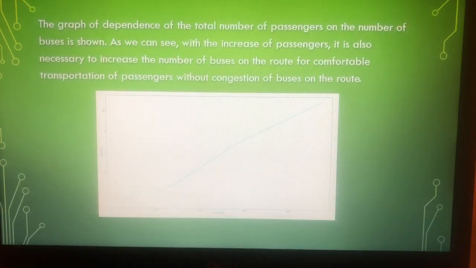There is a graph of the dependence between the total number of passengers and the number of buses. As we can see, with the increase of passengers, it is also necessary to increase the number of buses on the road for comfortable transportation of passengers without congestion of buses on the road.